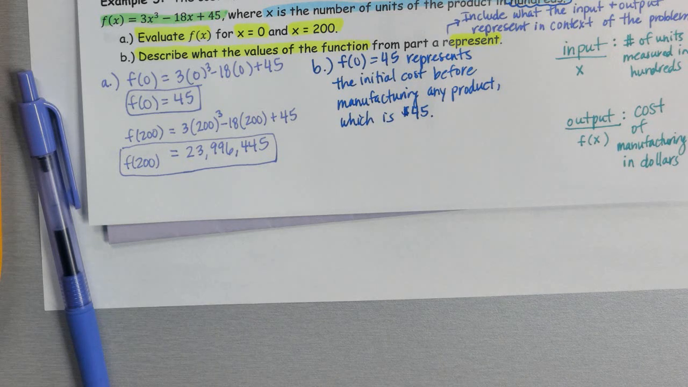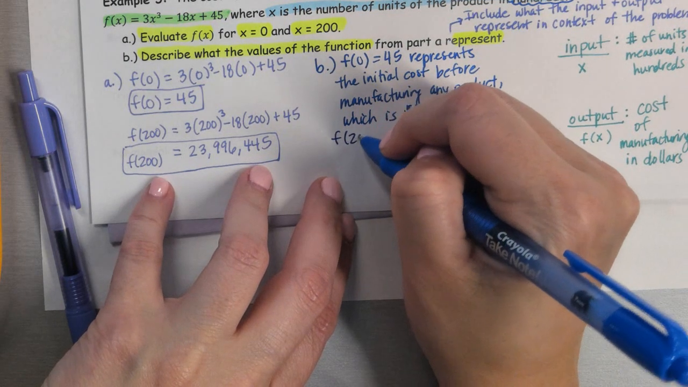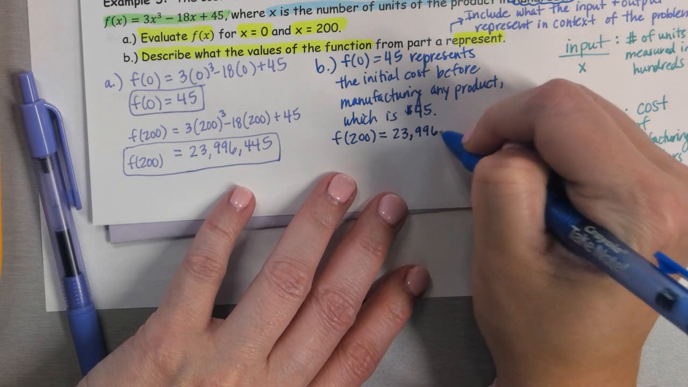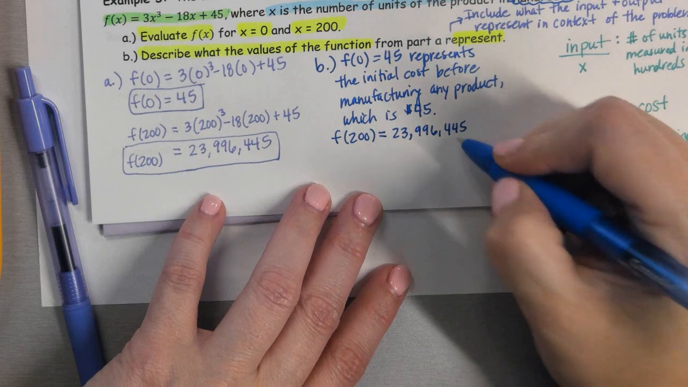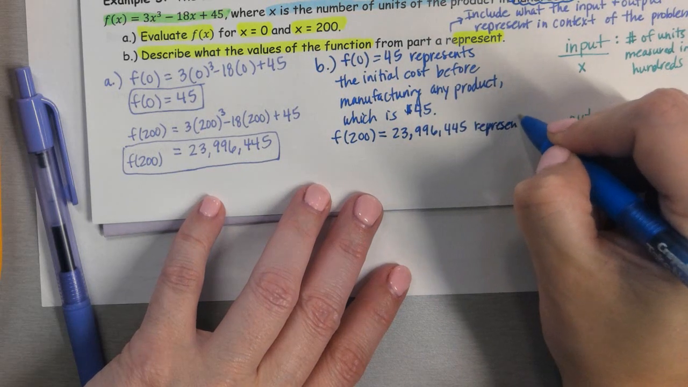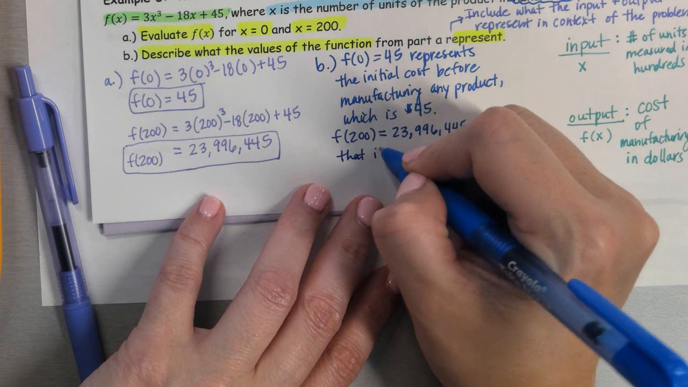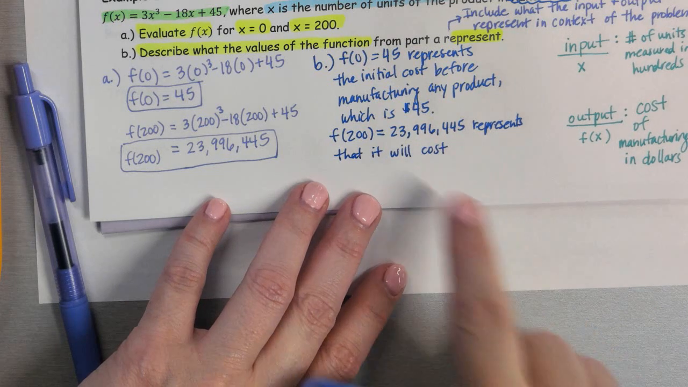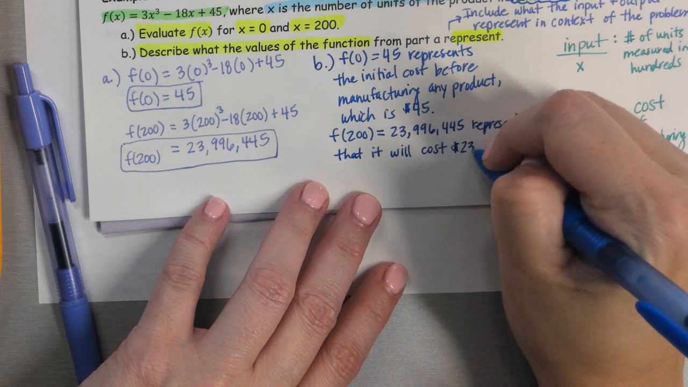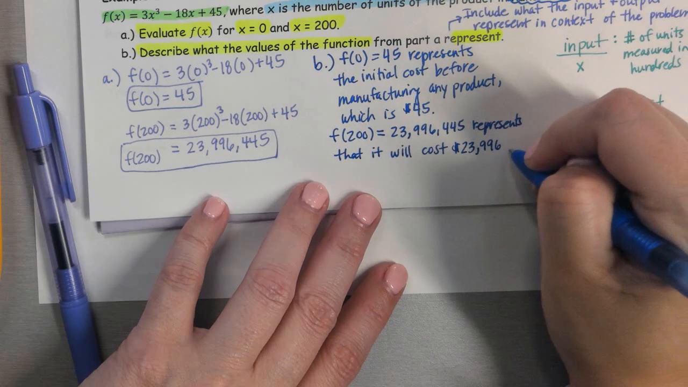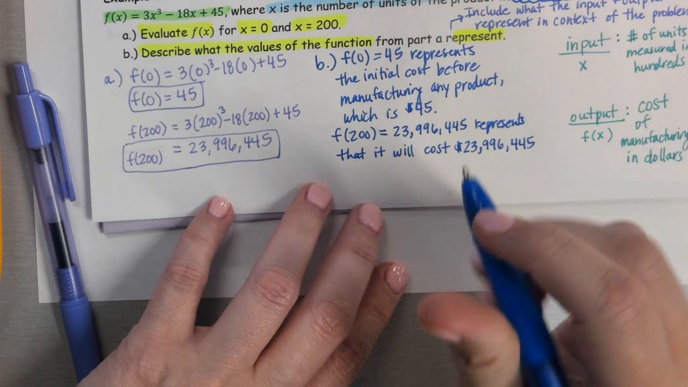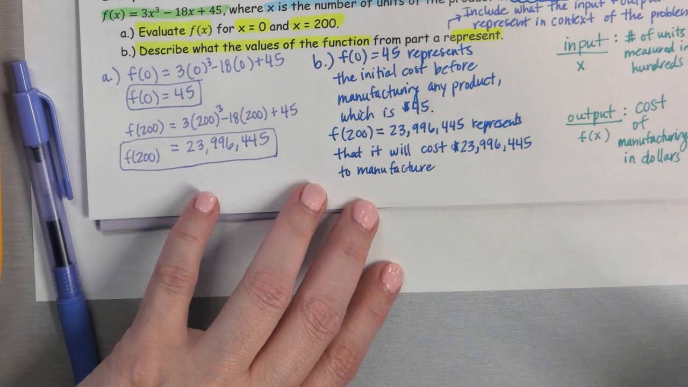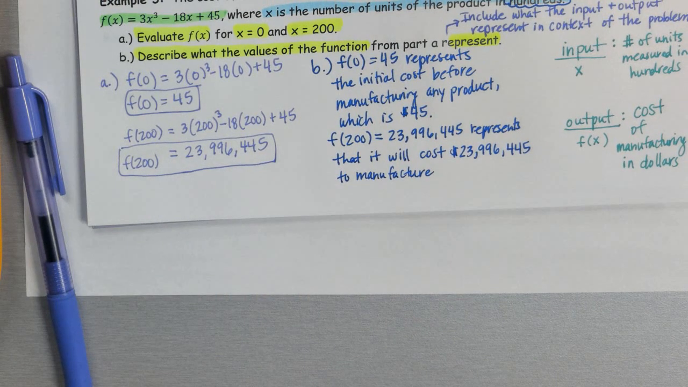Now, the f of 200 equals 23,996,445. This represents that it will cost, remember, the output is the cost, so it'll cost that 23,996,445 to manufacture how many units? Not 200.